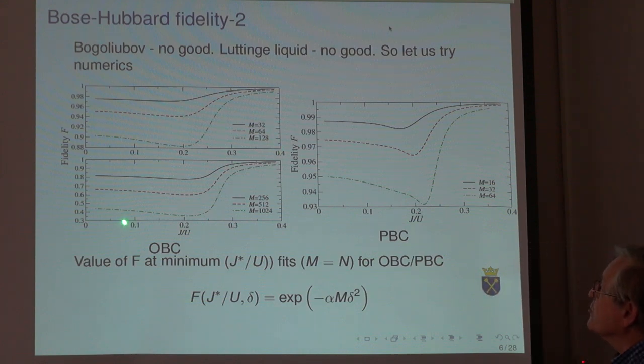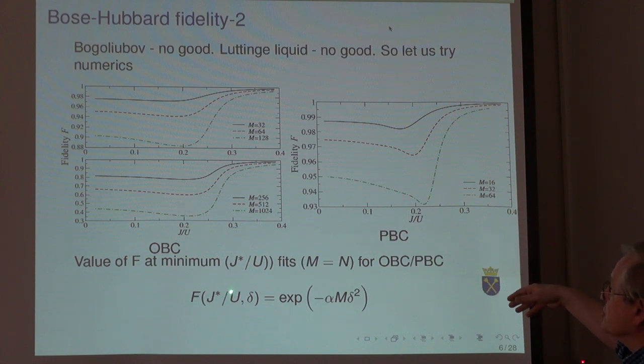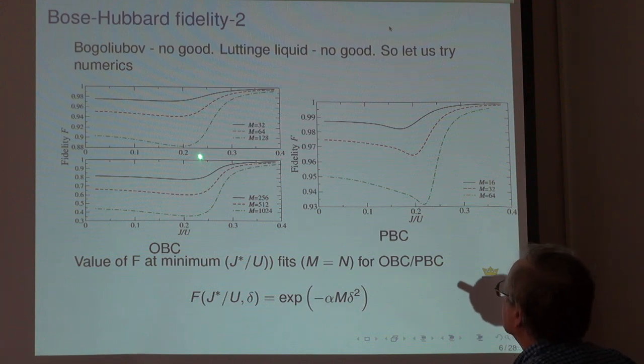You also see from the numbers here that we are reaching this fidelity of the order of 0.4, so this expansion, 1 minus chi delta square over 2, is of course not valid in this region, but we are looking for total fidelity, so it doesn't really matter.